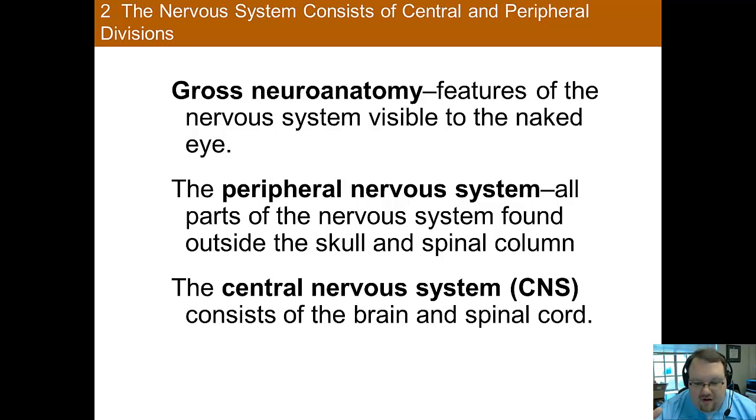It's split in two ways that are important. There's the central nervous system and the peripheral nervous system. The central nervous system I always start with because I feel like it's a little easier to grasp. The central nervous system consists of the brain and spinal cord. Boom, that's it. Brain, spinal cord, done. The peripheral nervous system is all the other parts of the nervous system found outside the skull and the spinal column, so anything but the brain and spinal cord.